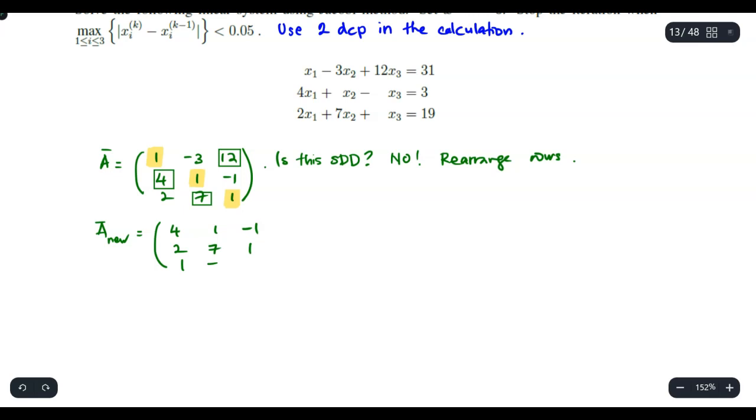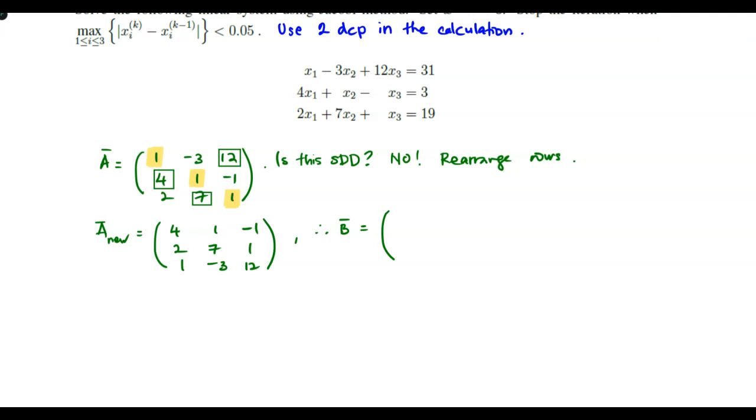And lastly, 1, -3, and then 12. So A now is an SDD matrix. Therefore, our B is also affected. B needs to be changed as well accordingly, so we follow the equation in A. So we have 3, 19, and 31. That's our new A and B.